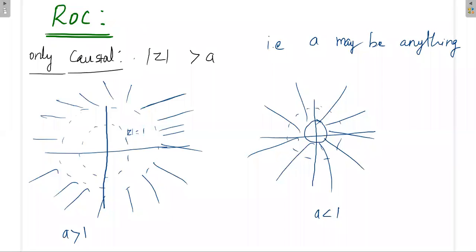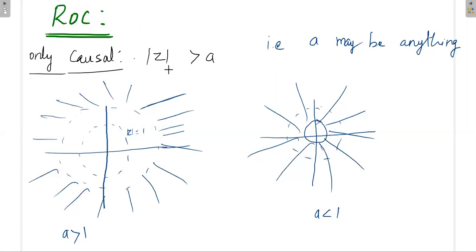If the system is causal, then mod z has to be always greater than some number a. The value of a could be anything. It may be less than 1 or greater than 1. Whenever we use modulus, we know it is just a positive number, like the radius of a circle. In the z transform ROC concept, we will always deal with a circle, and the radius can never be negative.